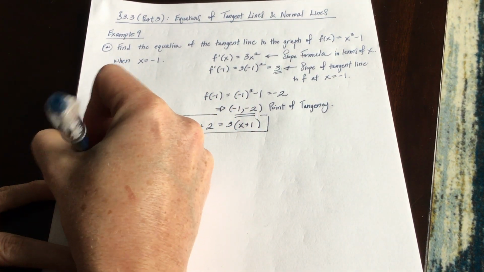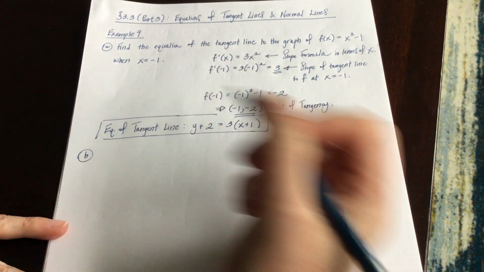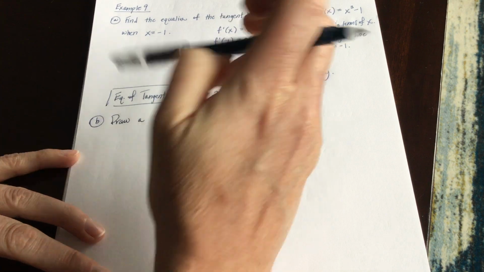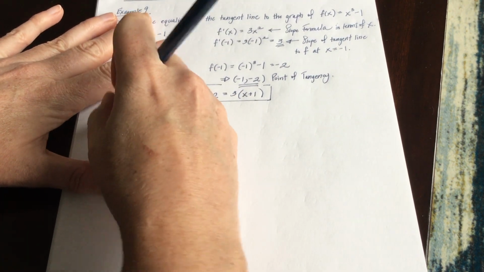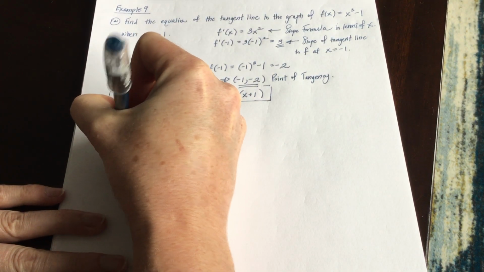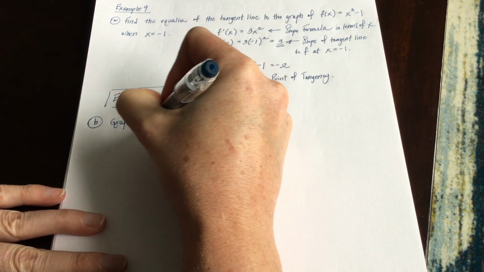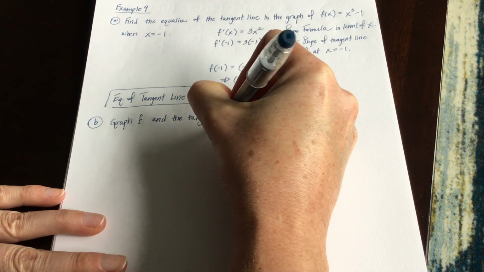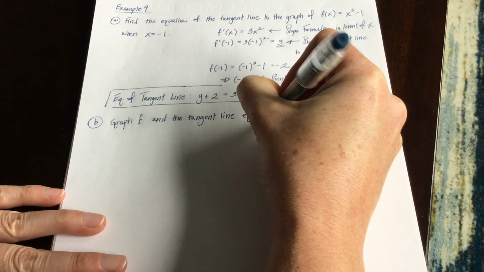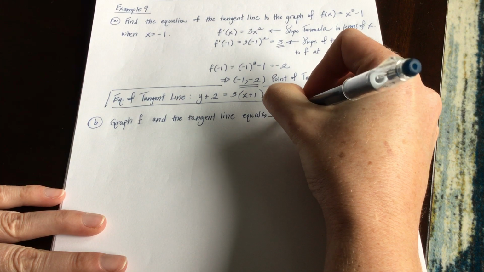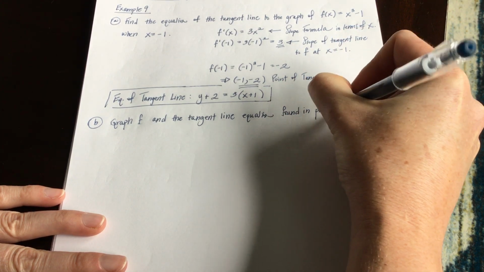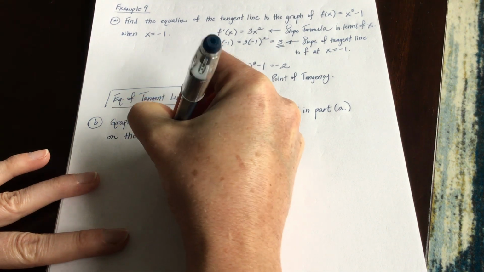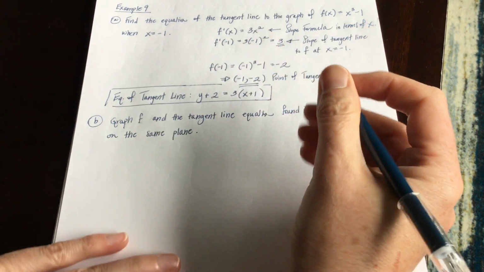Okay, part B, let's have this kind of absorb what's happening, and then we'll use what you do in part B to do our last part, which will be part C. So part B, let's have you draw, actually, let's just say, for short, graph f and the tangent line equation found in part A. And I want you to graph them on the same plane.